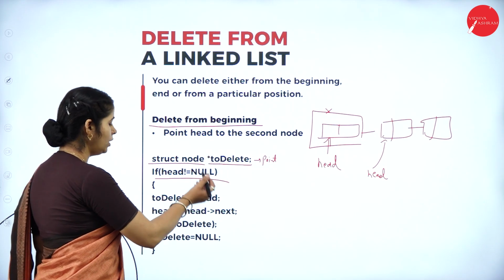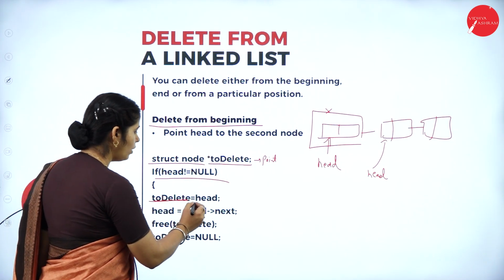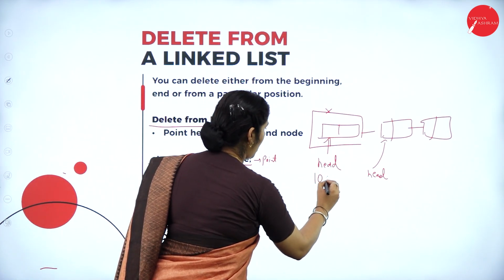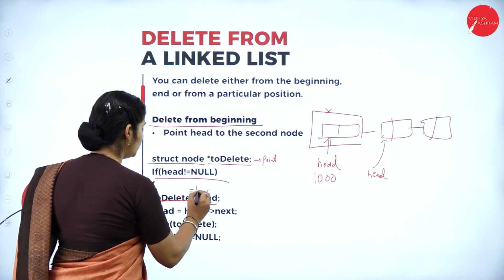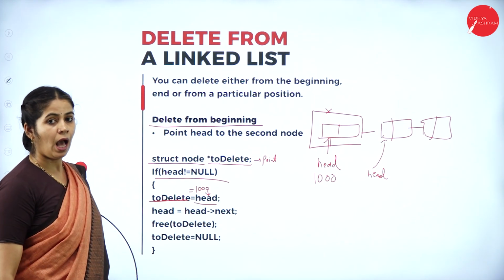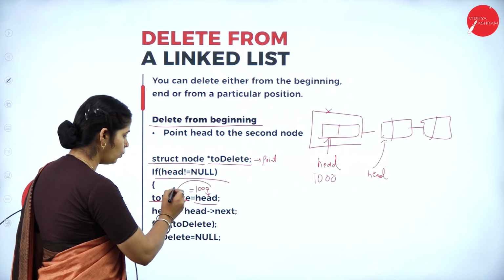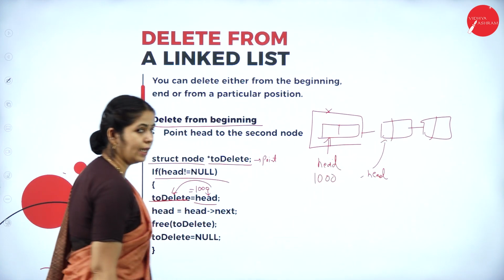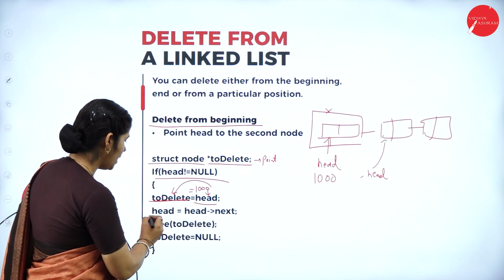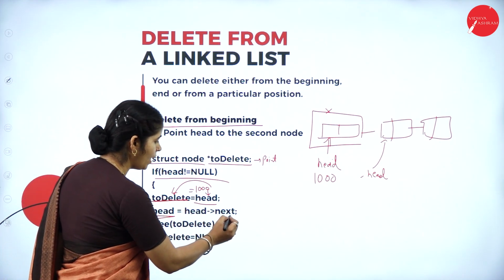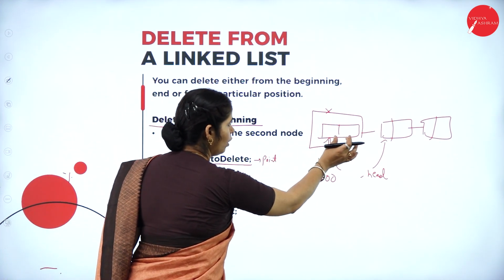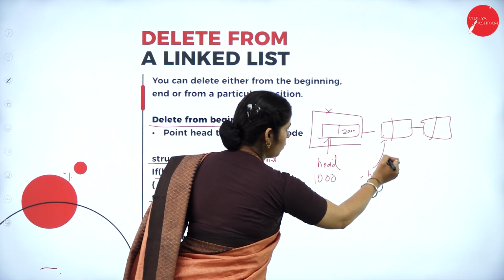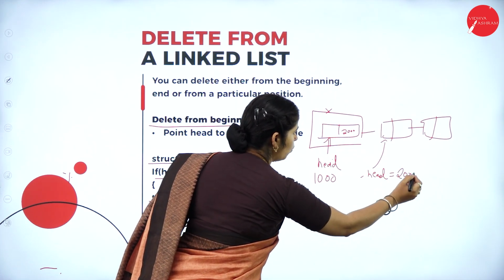What exactly are we giving to this variable to delete? We are giving the value of head. If the value of head is say 1000, that 1000 is given to the variable to delete. After assigning this value to the variable delete, we have to point this head to the second node. How are we pointing it? By making head equal to head of next. Which is head of next? This is head of next, say some 2000 value. That 2000 value will be given as the head value.